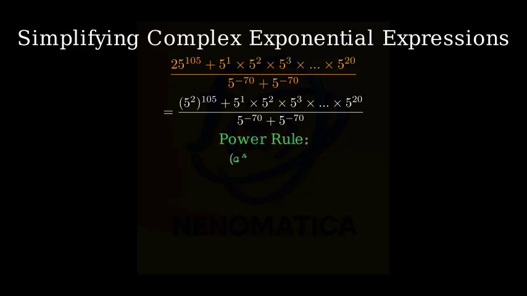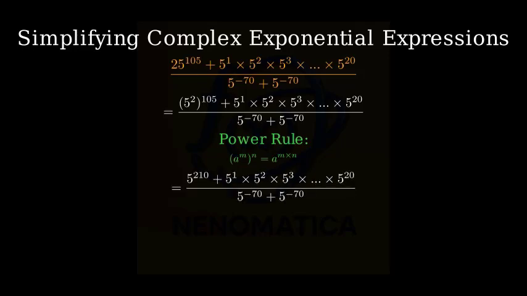Now we can apply the power rule, which states that when we have a power raised to another power, we multiply the exponents. So 5 squared to the power of 105 becomes 5 to the power of 2 times 105, which equals 5 to the power of 210.